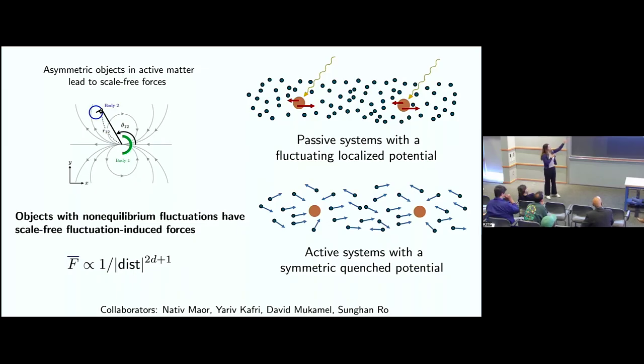And so I've highlighted two examples of where this could happen. One is a passive system with a fluctuating localized potential, and the second is symmetric quench potentials in an active bath where the active particles are interacting. And so, yeah. Thank you.